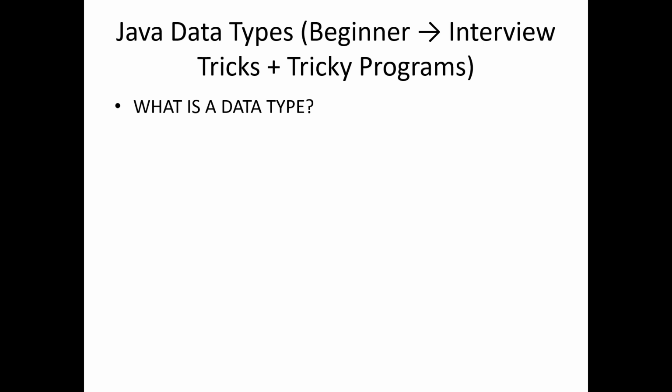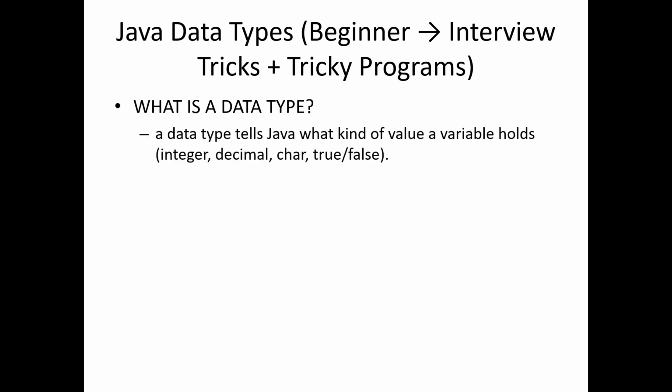So what exactly is a primitive data type? A data type simply tells Java what kind of value a variable will hold. If you declare a variable, Java wants to know upfront what is the type of that variable, like integer, float, character, or just a logical value, true or false.